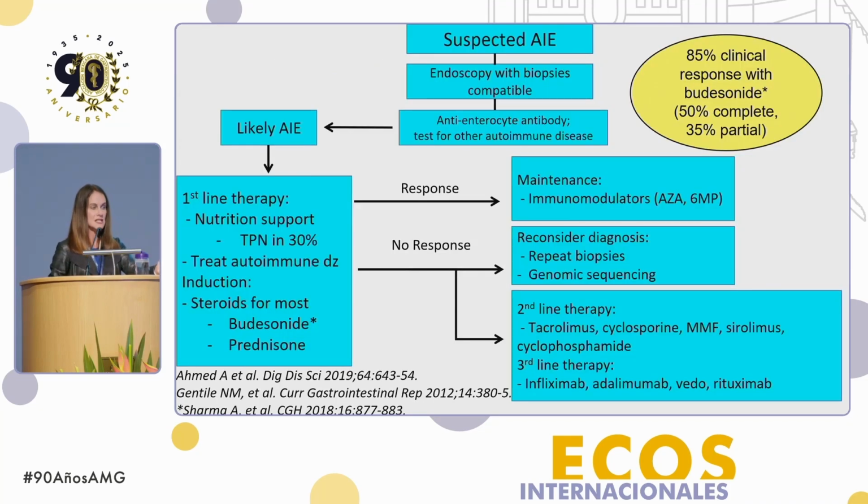So if you suspect this condition, obviously you're going to get endoscopies that look compatible. You can check serology. And if you're suspicious that this could be autoimmune enteropathy, the most critical thing is to make sure their nutrition is replete, because many of these patients will need total parenteral nutrition because they may be so malnourished. However, once you've made the diagnosis, these patients respond very, very well to steroid therapy, 85% of them responding to open capsule budesonide therapy.